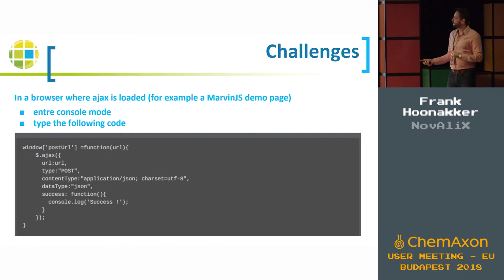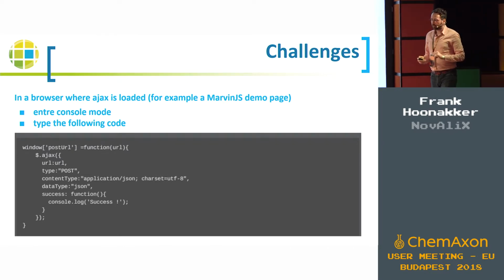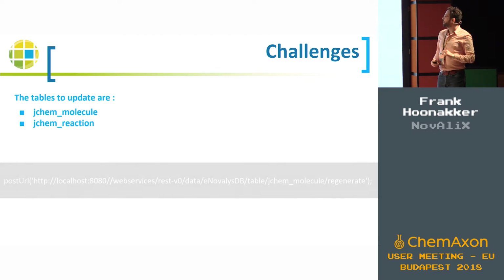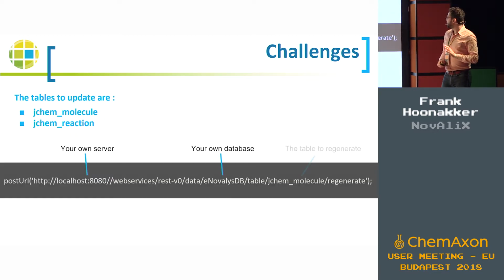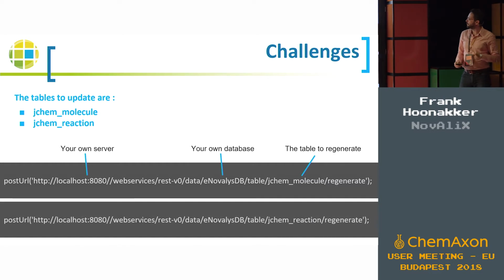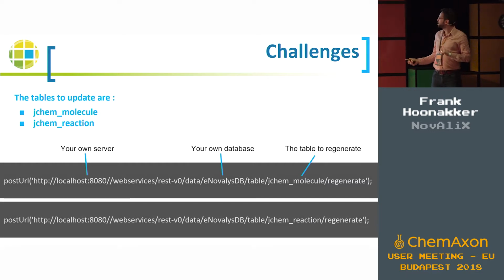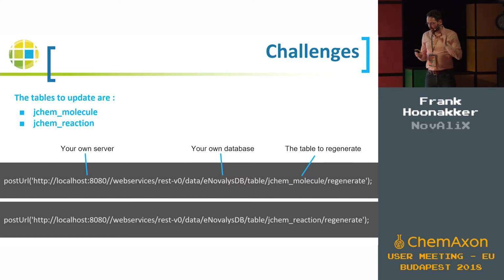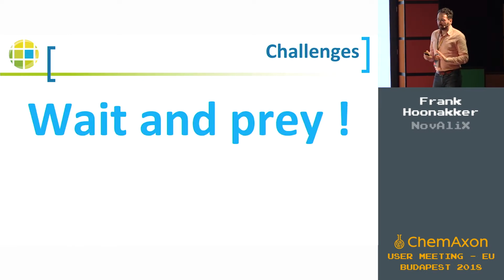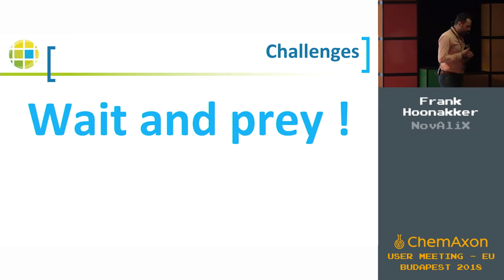So we just follow the instruction on the website. We create just a little function. We open the console. Okay, it's a little bit for IT guys, but I want to show you this anyway. So we regenerate the GChem molecule and GChem reaction. We launch everything, and we just wait and pray.